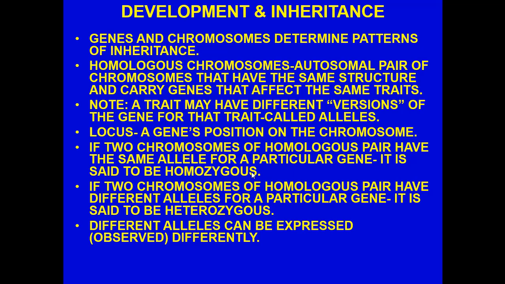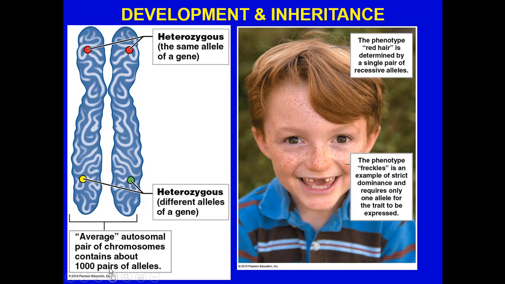If two chromosomes of a homologous pair have different alleles for a particular gene, it's said to be heterozygous. So let's go back to that other situation. If I have type A and then I have type O, type A will be expressed, type O you won't see, but I would be heterozygous type A. Because I have one allele for type A, one allele for type O. Different alleles can be expressed or observed.